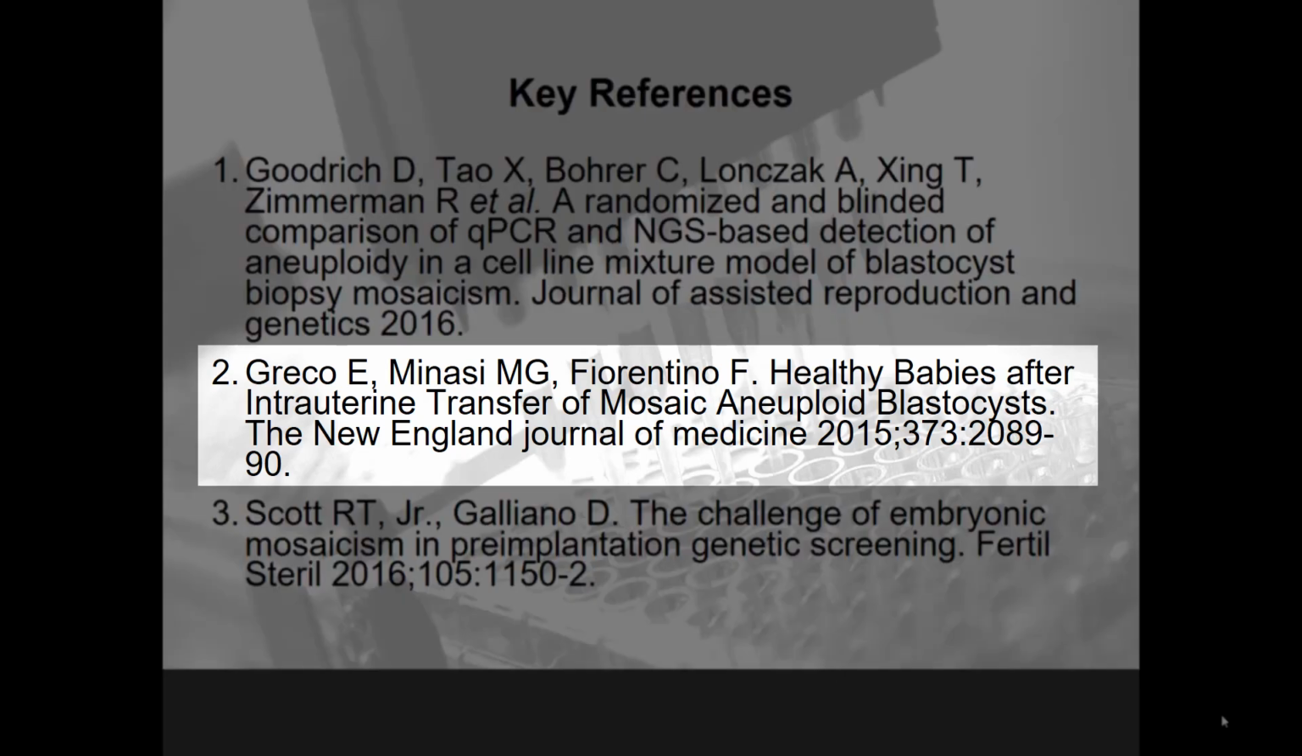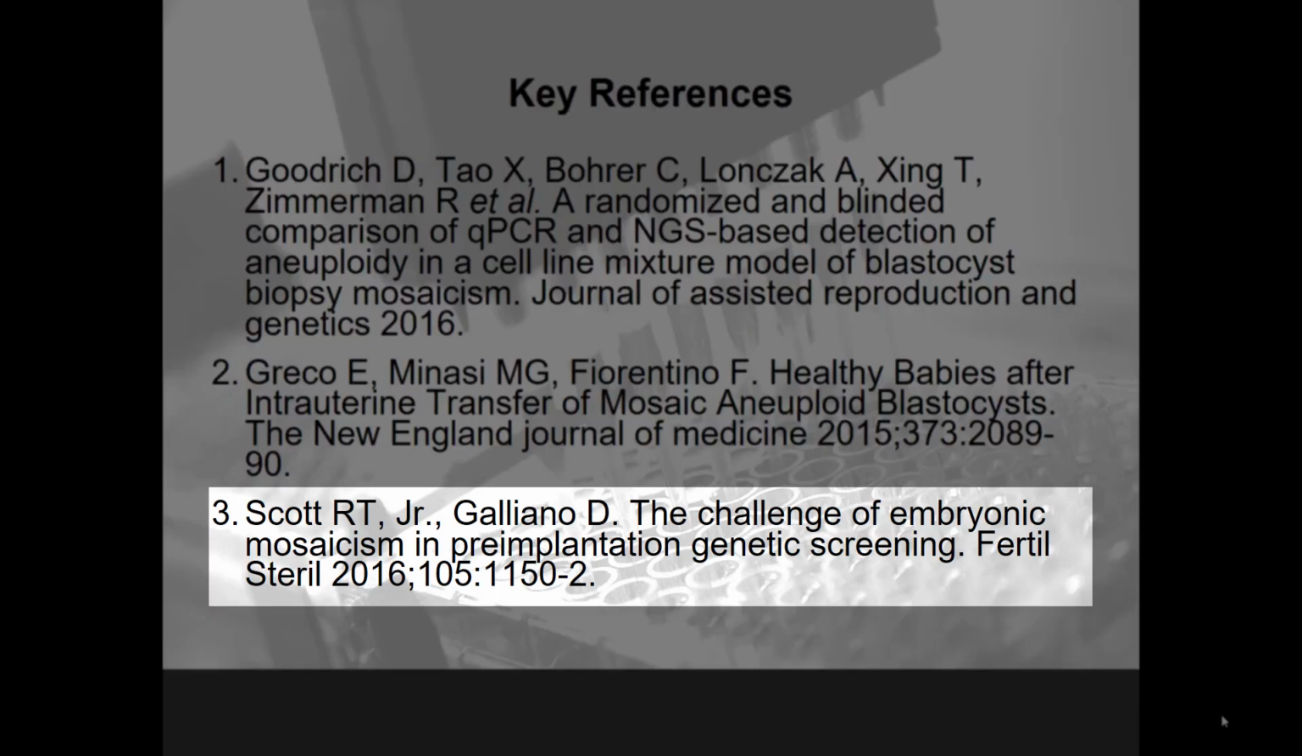Another recent study that has gotten a lot of attention was published in the New England Journal of Medicine and suggested that healthy babies were born after the transfer of a mosaic blastocyst. And one of the issues with this particular study was that they really didn't evaluate whether or not the results that they obtained could actually have been due to false positives, when in fact the embryo was uniformly euploid to begin with, and therefore led to delivery because it was in fact euploid and not because it was truly mosaic.